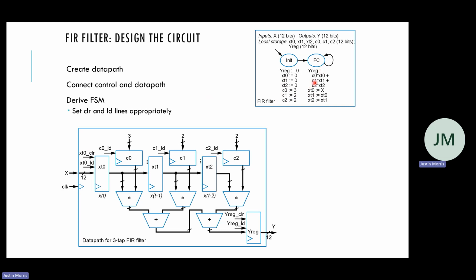And then in this state, I need to make sure that Y reg clear is zero, because if it's one, my Y is always just going to be zero. And that Y reg load is one, so that it can become this computed value. And then my XTs, their loads need to be one in order to shift to the next one and shift in the new value. And XT0 clear needs to be zero. And then C0 load, C1 load, C2 load should also be zero so that they don't change, because I only intend them to change here.